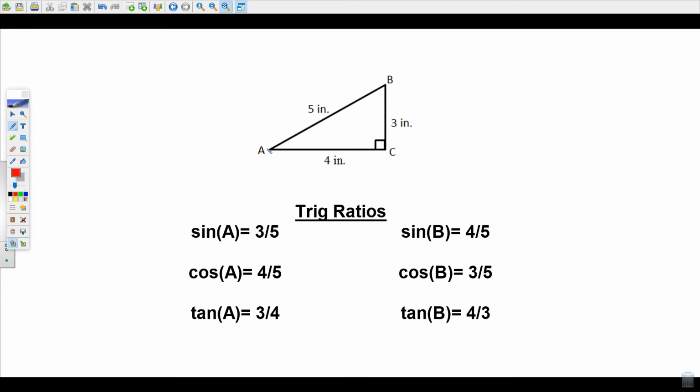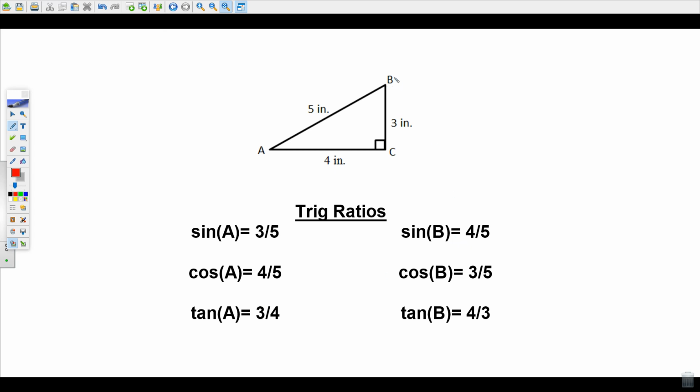The cosine of that angle would be the adjacent side over the hypotenuse. The adjacent side is the 4 over the hypotenuse of 5, so 4/5. And then the tangent of angle A would be the opposite side, which is 3, over the adjacent, which is 4. So that's where those ratios come from. SOH CAH TOA, if you can remember that acronym, that's a huge help, I think.